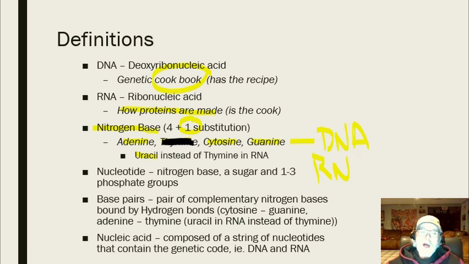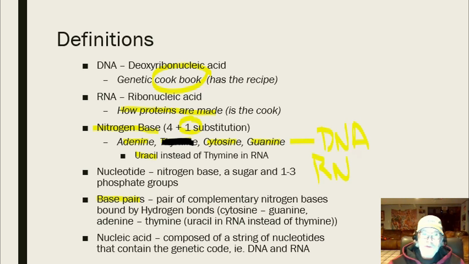Nucleotide is another definition. A nucleotide is one of these nitrogen bases: adenine, thymine, cytosine, guanine, a sugar, and 1 to 3 phosphate groups. We'll talk a little bit more about that as time goes on. Now, this is a really important concept, and it's fundamental. It's vital: base pairs. Base pairs are a pair of complementary nitrogen bases.